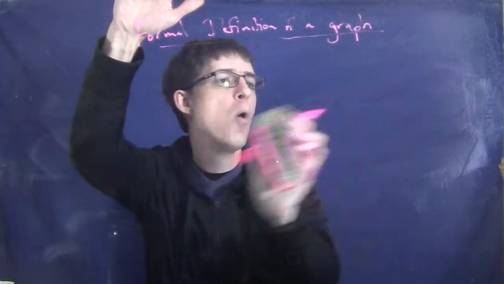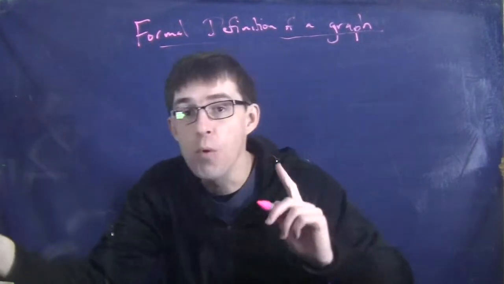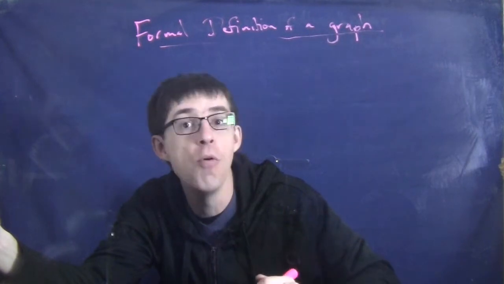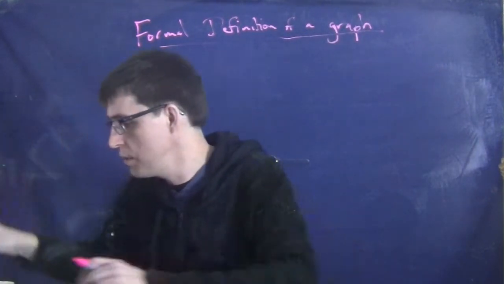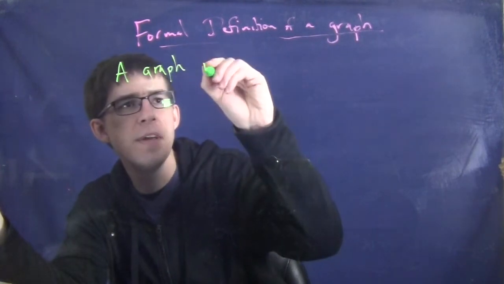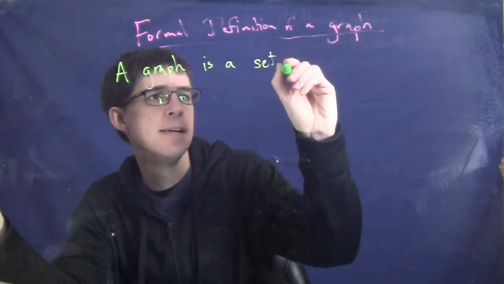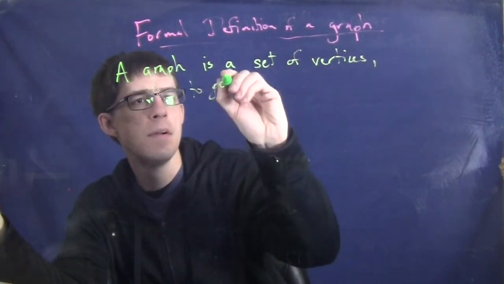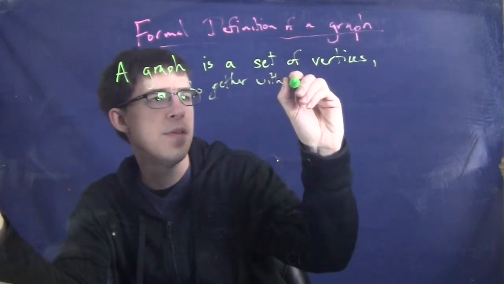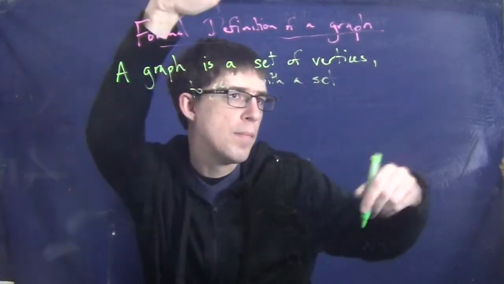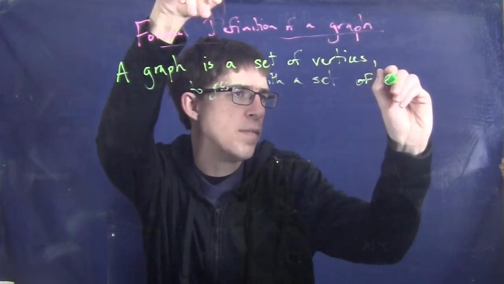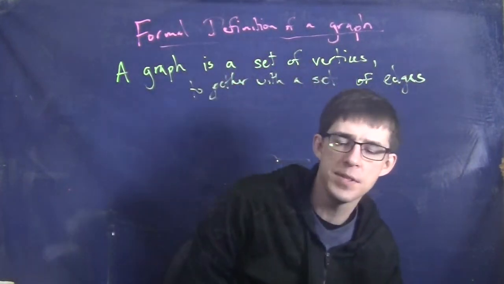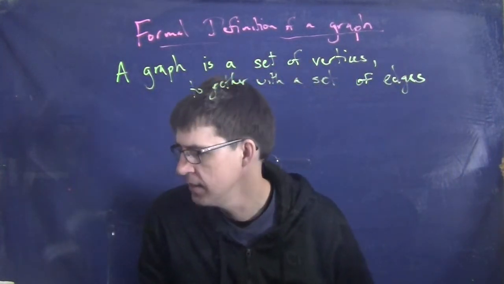Here's how we do it for a graph. What matters is not the picture. The only thing that matters in a graph is what the vertices are and what the edges are. Where do the edges go from and to? All right, so what is a graph really? A graph is a set of vertices together with a set of edges. A set of vertices together with a set of edges.